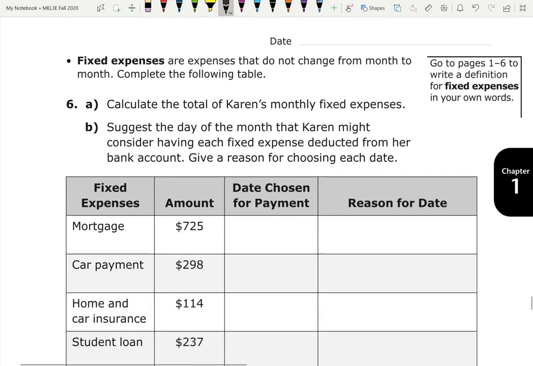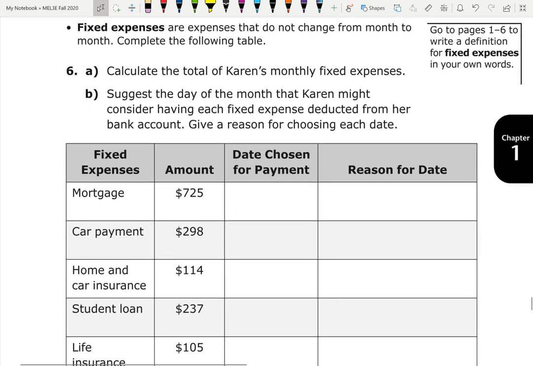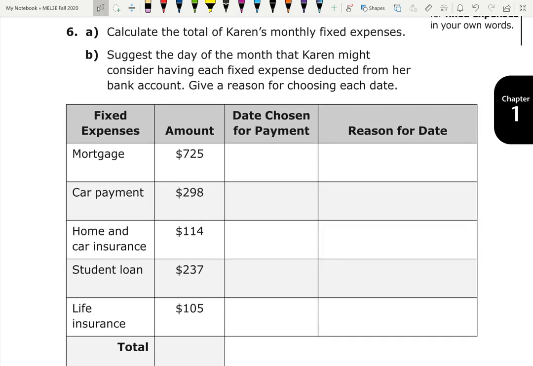All right. Fixed expenses. Fixed expenses are expenses that do not change from month to month. Complete the following table. Calculate the total of Karen's monthly fixed expenses. So every month, Karen knows she has to pay her mortgage. She has to make a car payment. She has to pay home and car insurance. She has some student loans that she's still paying for, and her life insurance. These are fixed payments. She knows they're coming every month.